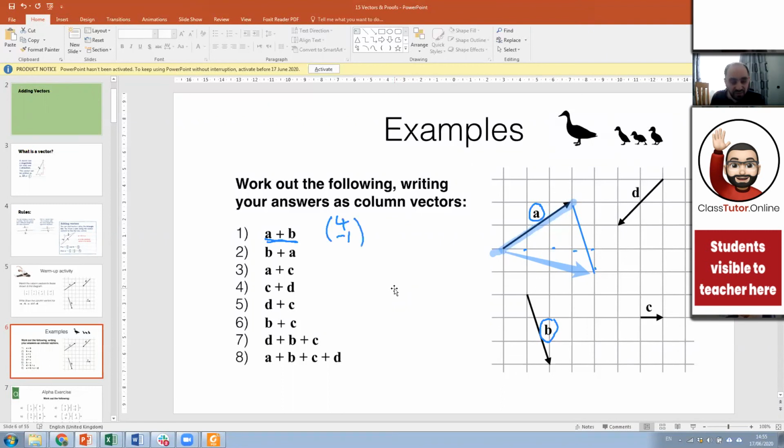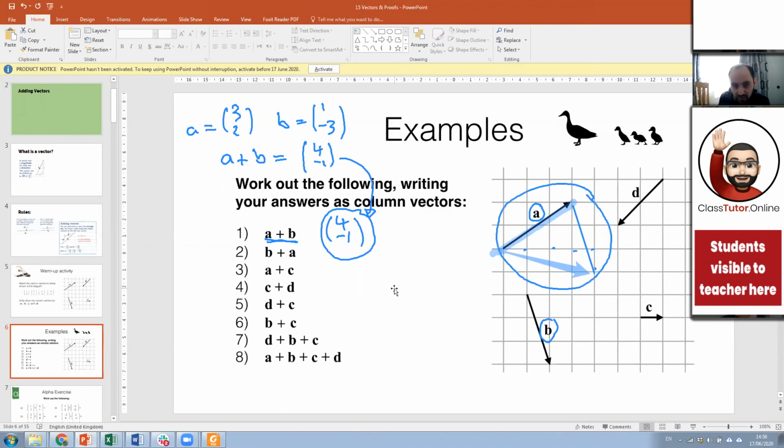Now, you don't want to have to sit and do that every single time. The easiest thing to do is to write out what a, b, c, and d are. So a is, for example, here, (3, 2). b is (1, -3). Now, what you'll notice is (4, -1) is the same as adding a plus b. You add the top bits. 3 plus 1 is 4. The bottom bit is 2 plus minus 3, which gives you minus 1, which is the exact same as what we had here. So I showed you how to do it visually. That's the kind of idea of it.